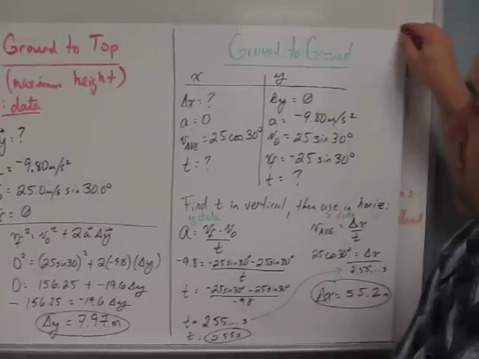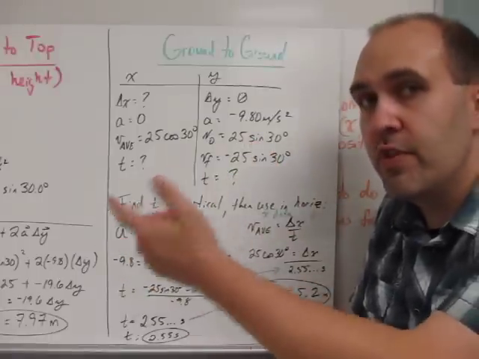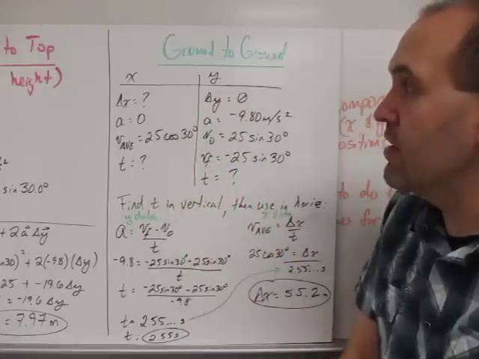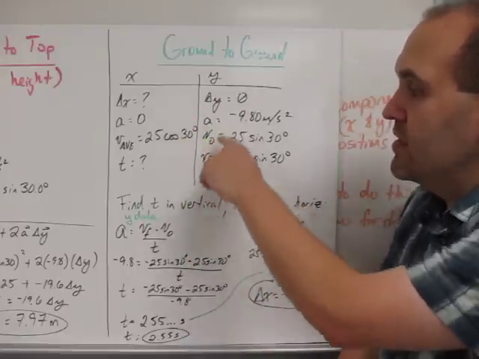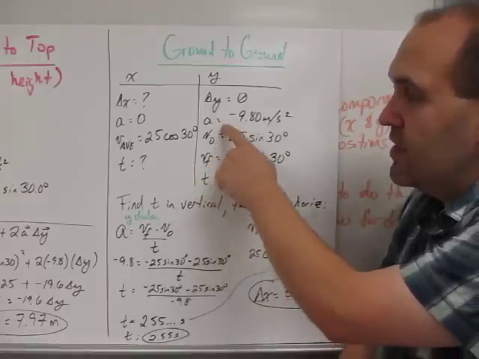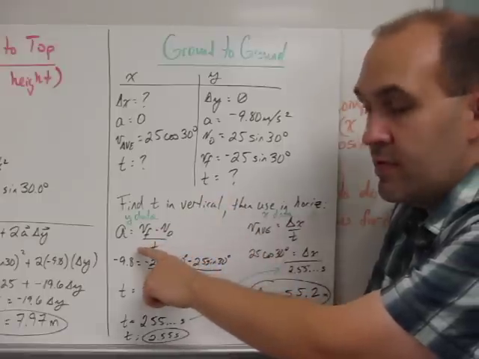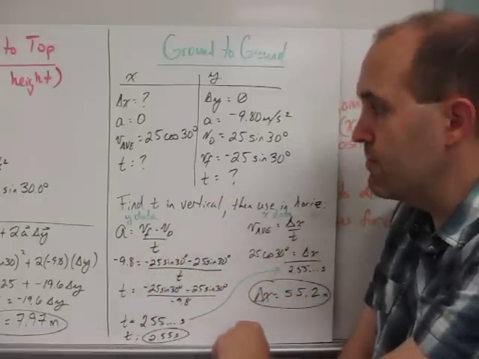But for the time of flight and the range, I went with the other set of data from ground to ground. And so I've copied that over here again. And one way to find the time is just to look at the vertical information, because I have an equation with acceleration, original velocity, final velocity, and time in it. That's this one, a equals vf minus vo over t. And I substitute there and I found the time.